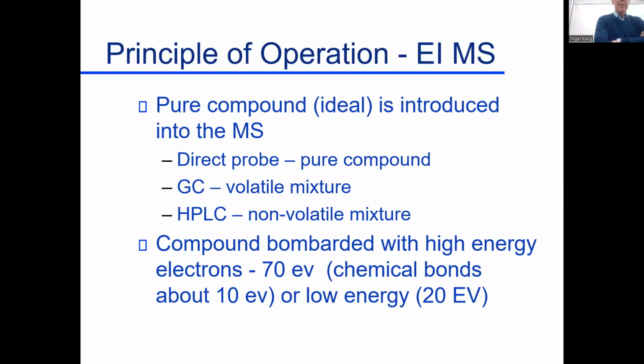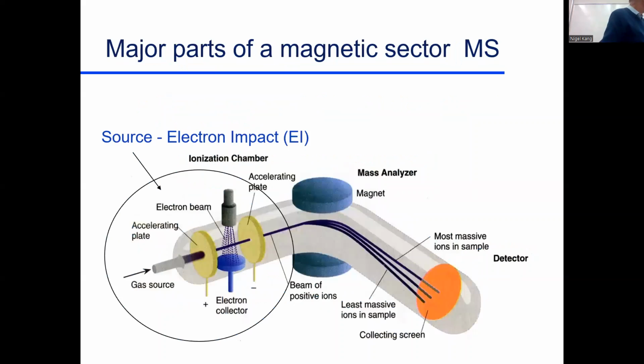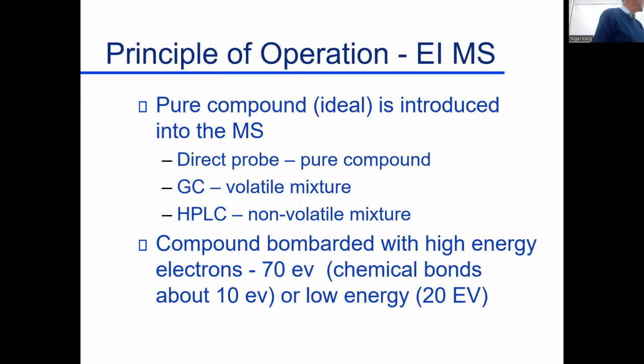Let's start with one of the most common types of mass spectrometer. That's electron impact, which is essentially what I was showing in the last one. Here we have electron beams. That's our source, the electron beam, and it blows the molecule up. There are other ways to blow molecules up. This is just one of them. This is the oldest and really the most common mass spectrometer in the industry today.